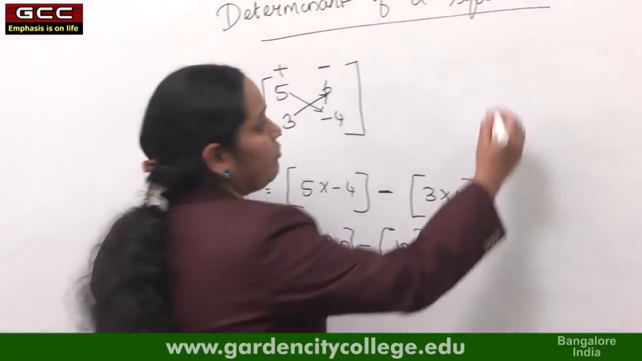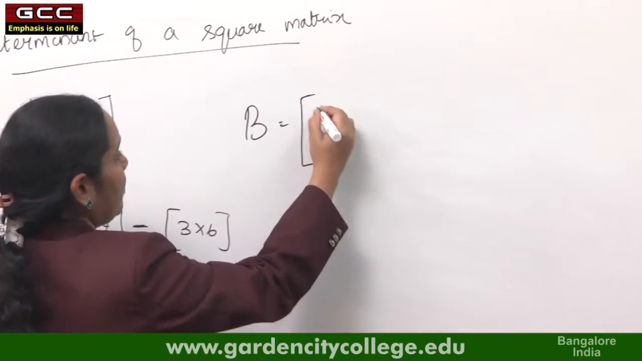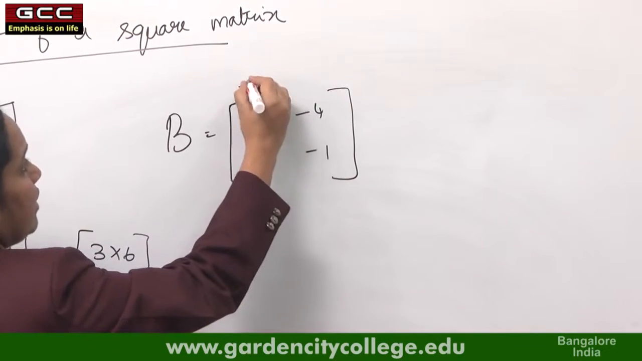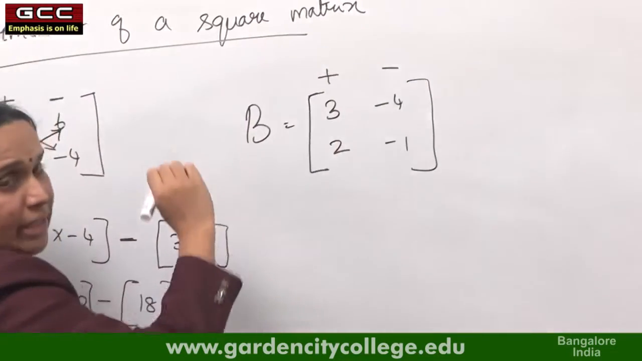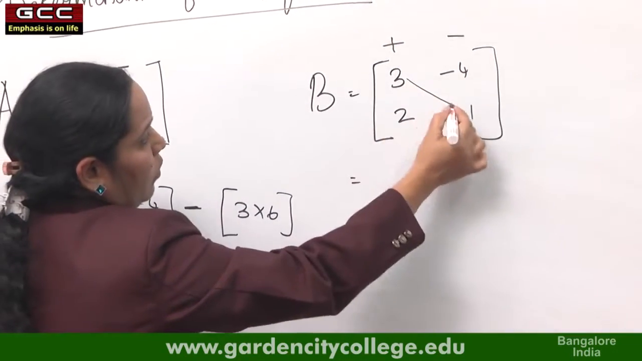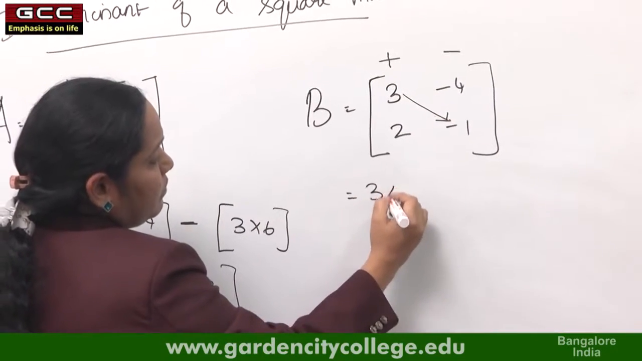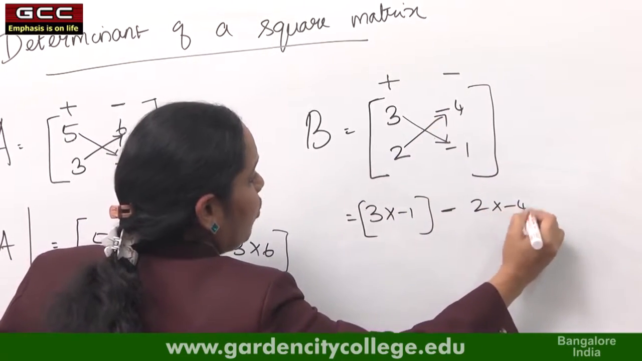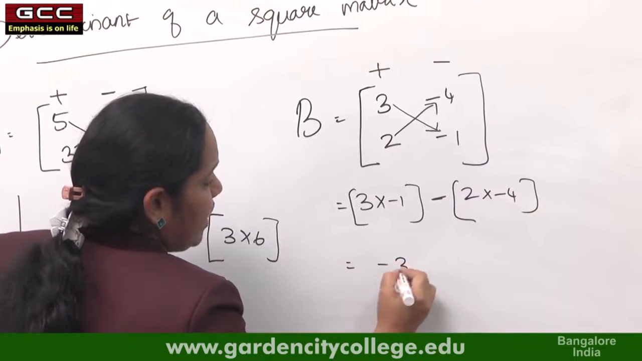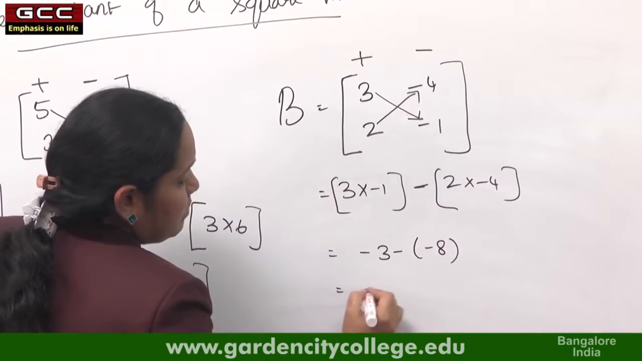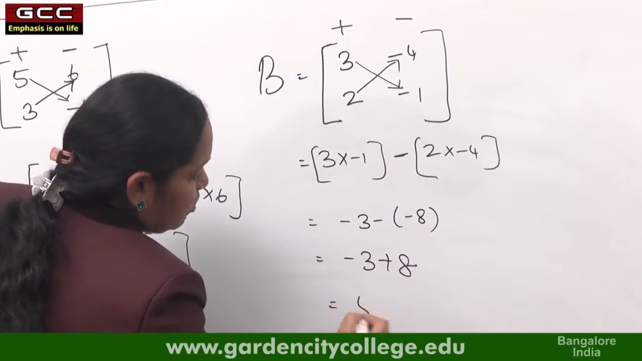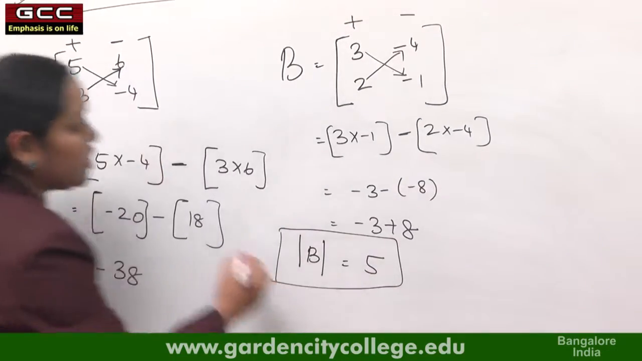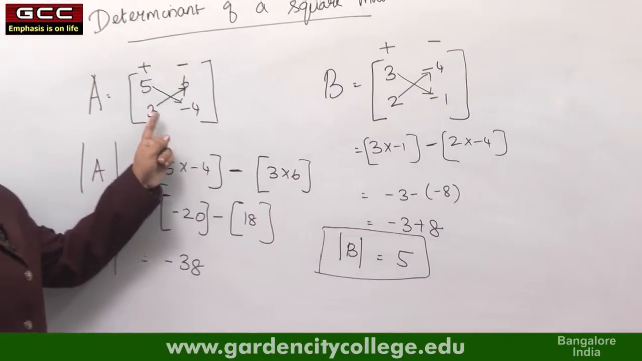Let me see one more example for finding the determinant of a 2 by 2 matrix, 3, minus 4, 2, minus 1. So, as I said, here it is plus, here it is minus. Now, how will you find it? Just multiply 3 into minus 1, minus of 2 into minus 4. So, which is equal to minus 3, minus of minus 8. So, this becomes minus 3 plus 8, which is equal to 5. So, determinant B is equal to 5. So, this is how we will find the determinant of a 2 by 2 matrix.